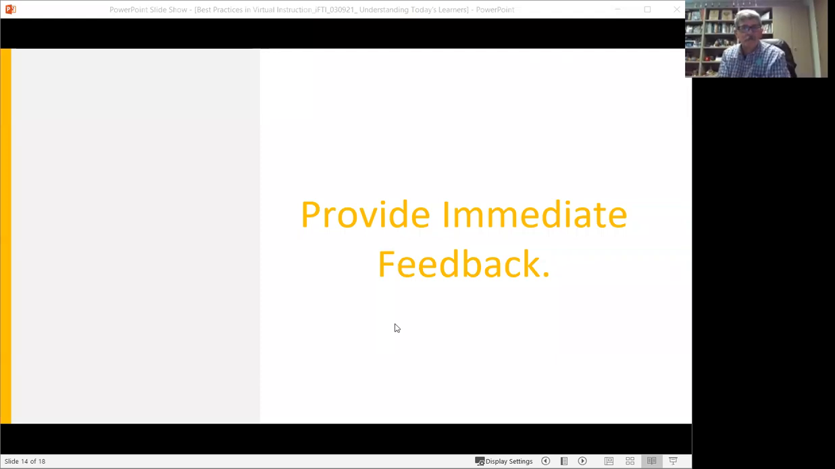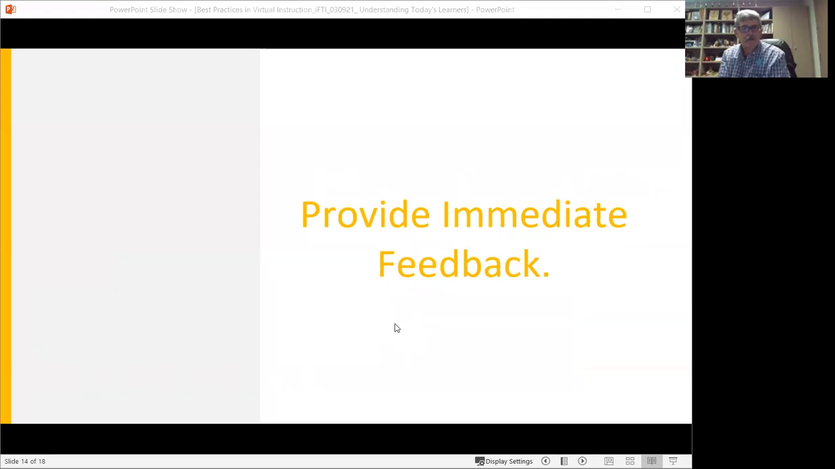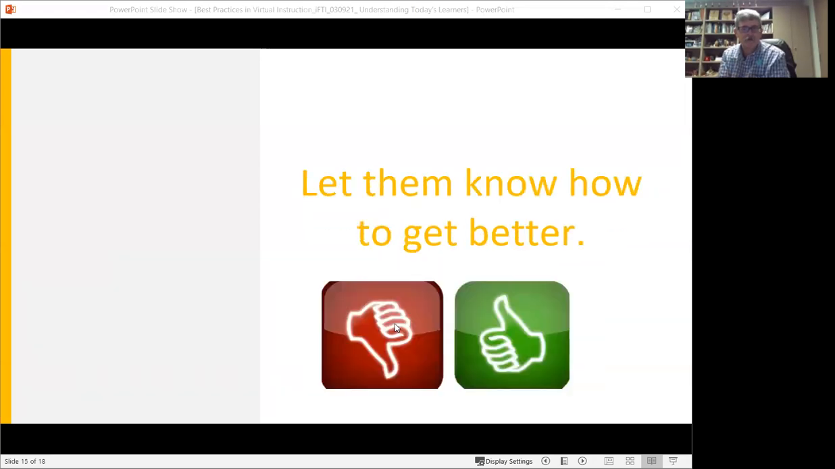So provide immediate feedback. They want immediate engagement and feedback as to, you're on the right track. Let them know how to get better. They don't want to be criticized, but they want to know if they're in the right direction. They're very competitive. They want to get there quick, but they want to do it right. So what they want to hear from you is immediate feedback on, okay, I messed up. What do I got to do different? Help me. And if you can provide that feedback immediately, that will help them.